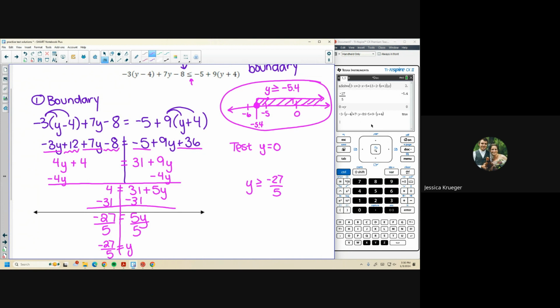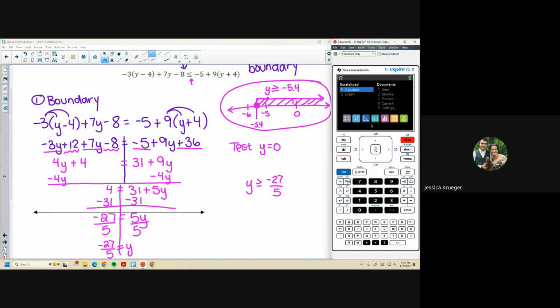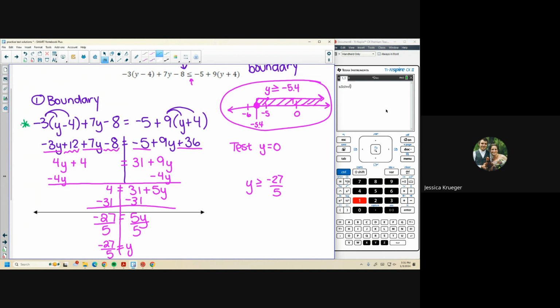Just to make sure that we've got our boundary point solved for correctly, because remember, anytime we can check our work, we want to do that. I'm going to open a new document. I'm going to go to Menu, Algebra, Numerical Solve, and I'm going to input this equation right here. And just make sure I didn't make a mistake on solving for my boundary point.